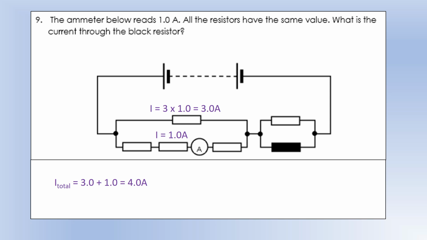So our total current is 4 amps coming out of the battery. If these two resistors on the right are identical, the current is going to split equally between them. So the current through the black resistor is 2 amps.